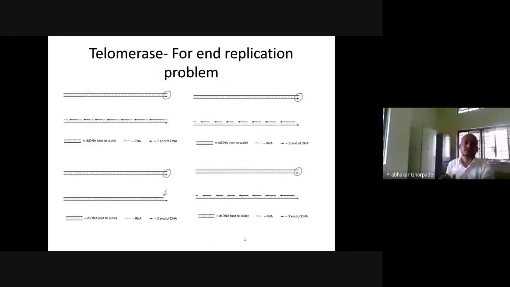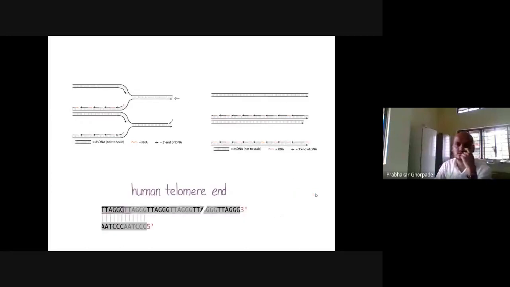So we were talking about one problem at the end of the replication, called the telomere end problem. This one is a DNA, and it may get shortened at the end. So telomere shortening can happen with each replication. To address that problem, we have human telomere ends. So TTAGGG, likewise, these repeats are there. It's repeating. So that is the telomere end repeat.